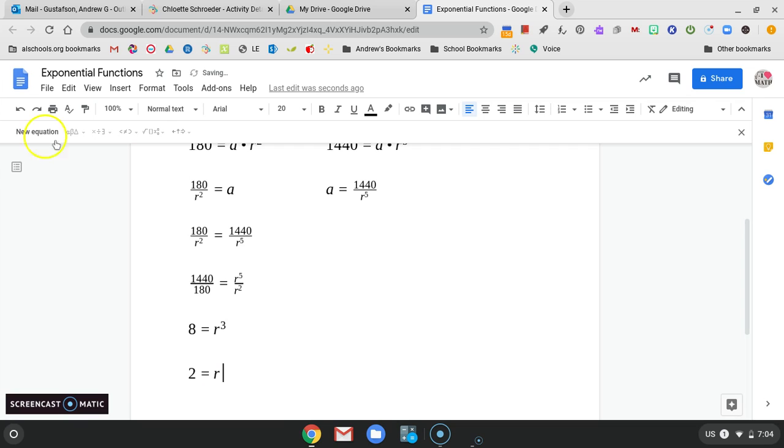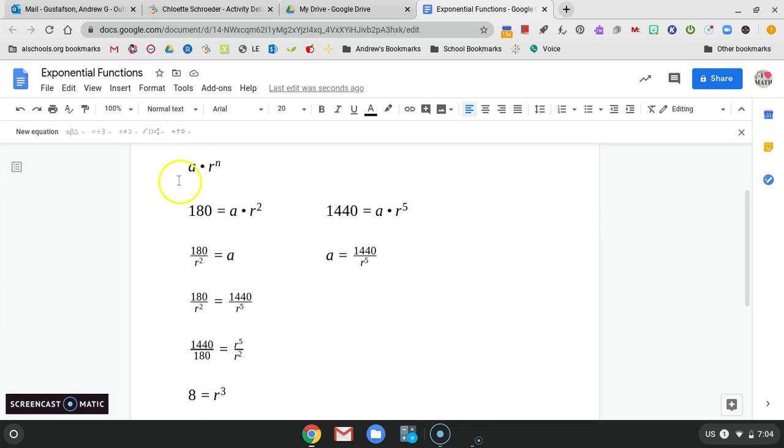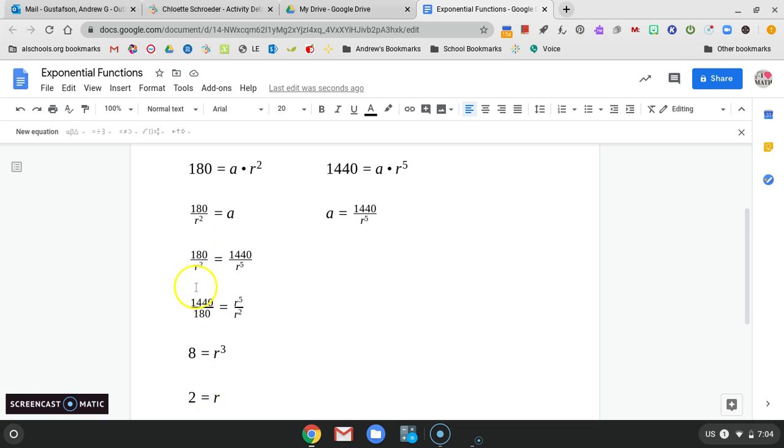The question did not ask what is r, the rate at which this is changing. It asked after 9 hours, how many bats were there? We know the rate. We know how fast the number of bats is increasing. But if we want to use our general exponential function, we still don't know the original amount. Luckily, we have 2 different equations here that will tell us the original amount. So if we know that r is 2, because we've solved for r already, we can substitute 2 for r.